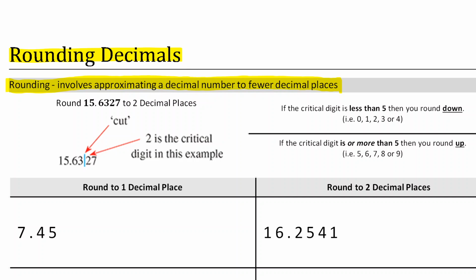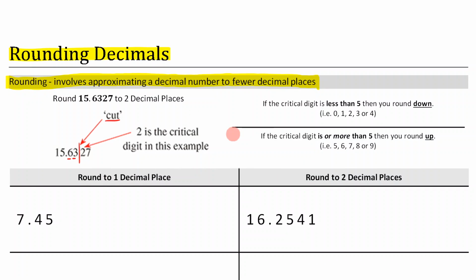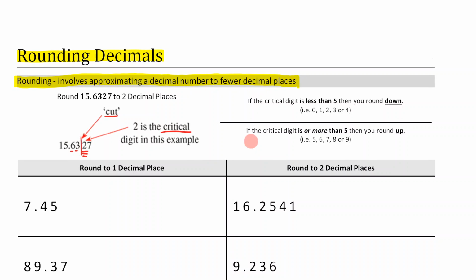To do that, I follow the following steps. I first put in a cut. I cut the decimal here. And now, as you can see, I just have 2 decimal places. But then I have to consider whether or not I have to round this up or round it down. And to consider whether I round up or round down, I need to look at my critical number. The critical number is this one right here, the one before the cut. Now, in this example, my critical number is 2. The critical number is going to tell us whether we round up or down.